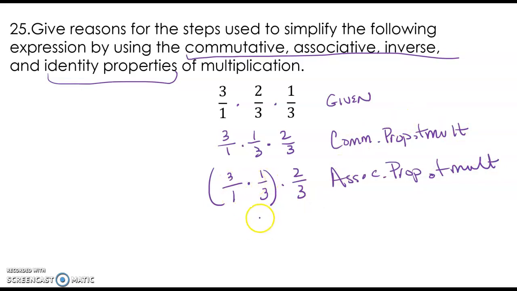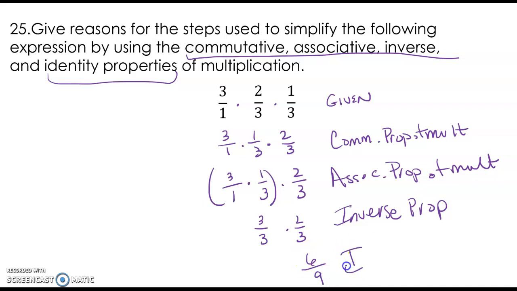Then I'm going to multiply this and I get 3/3 times 2/3. So that's the inverse property because those are reciprocals. And then 3/3 is actually 1, so I get 6/9 with identity. And I'm going to divide this by 3 and divide this by 3. And I get 6 divided by 3 is 2. 9 divided by 3 is 3. And that is my answer.